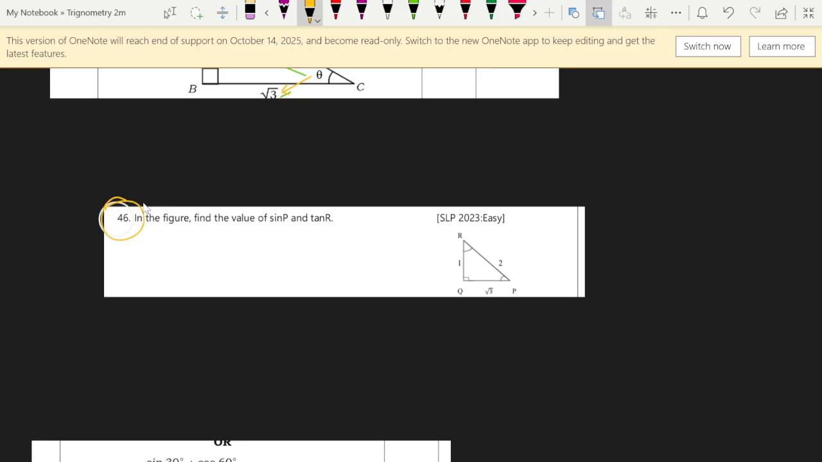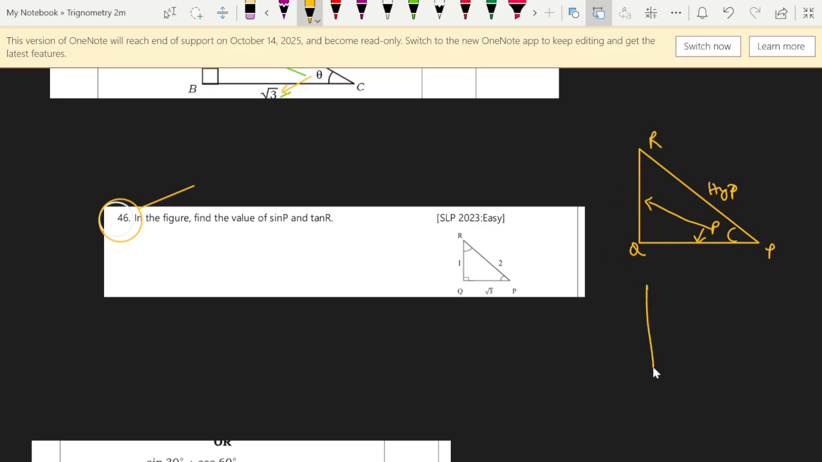Find the value of sin p and tan r. Sin p is here, so if you get confused, simply make a separate figure. Here you note this as p, p r q. After that, sin p is there, right? So identify the opposite side, identify the adjacent side, and the hypotenuse remains the same for both p and r.